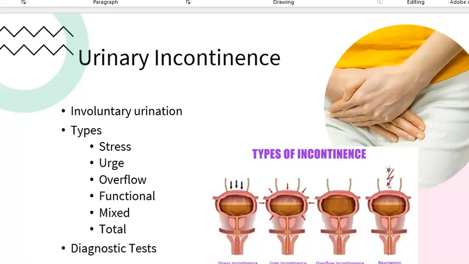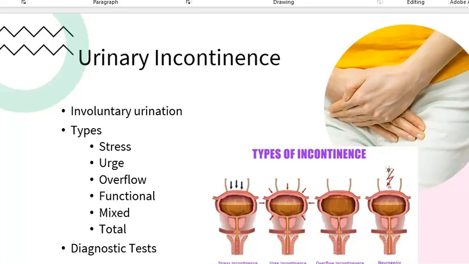Functional. This is from physical, environmental, or psychosocial causes, which could be from catheters. It could be from several different things. Mixed is a combination of stress and urge. And then total is loss of all voluntary control. You have a continuous leakage of urine. This all causes an increased risk of falls, fractures, pressure injuries, UTIs, and of course depression.